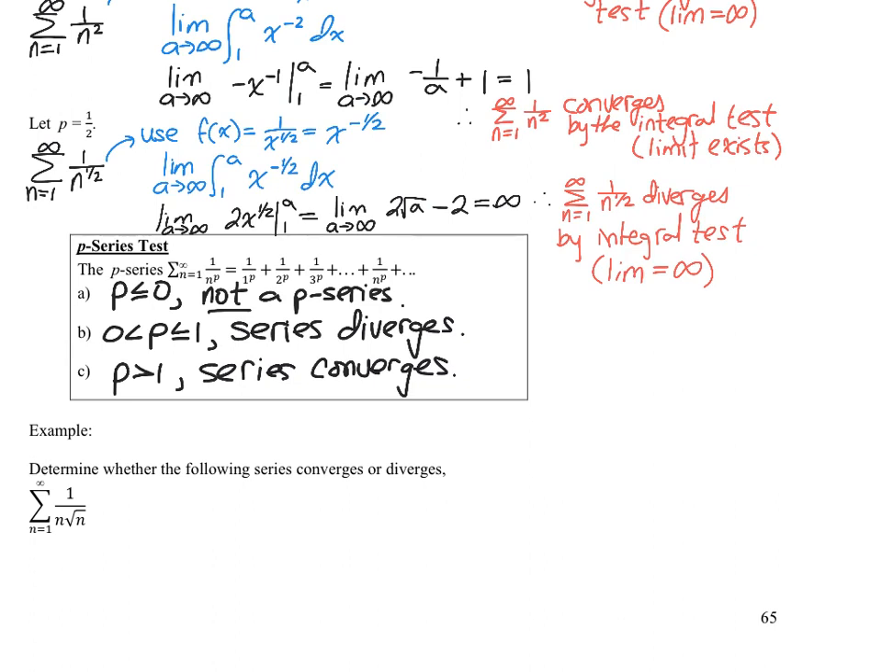Is infinity greater than 1? Infinity is greater than 1, but the p-value is referencing the exponent in the original series. Oh, okay. So it's the p-value, not the answer. The p-value, exactly. Now that we have these rules, if we have a p-series on the test, do we have to write out all the work?